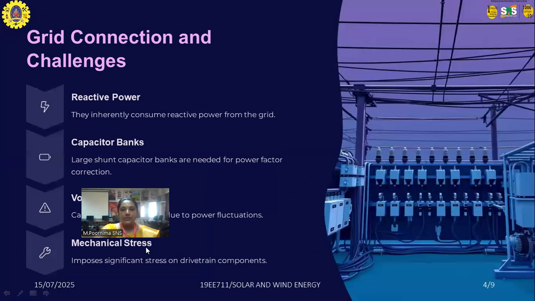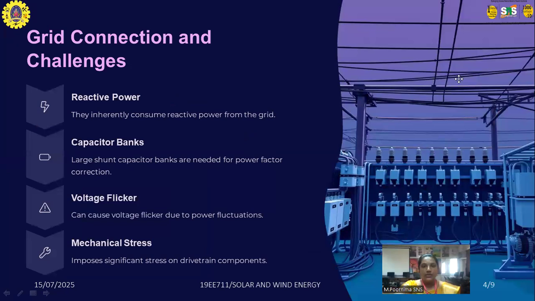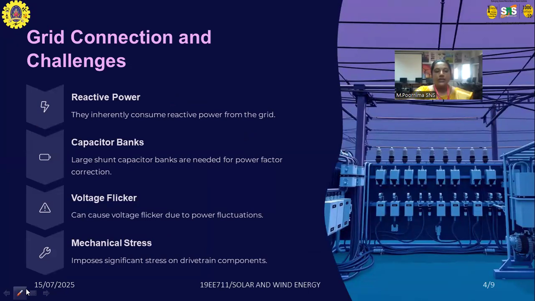Now coming to the grid operations. When we are connecting the squirrel cage induction generator, the fixed speed generator, to the grid, we are facing many challenges. Let's see what the challenges are. The first challenge is reactive power. If we connect it directly to the grid, it consumes reactive power from the grid and capacitor bank. If the reactive power increases, what happens? Large shunt capacitor banks are needed for power factor correction.